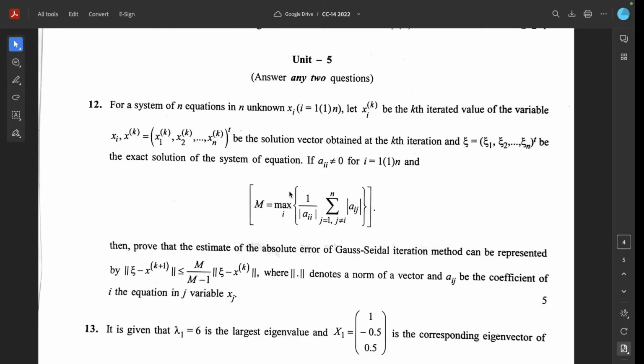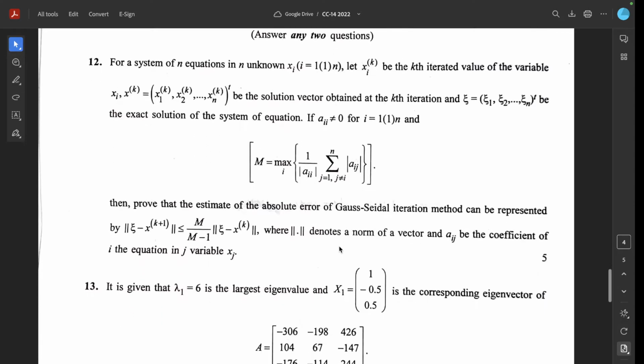M is equal to maximum over i equal to 1 to n of 1 by modulus of aii times summation over j equal to 1 to n, j not equal to i, of modulus of aij, can you prove that the estimate of the absolute error of the Gauss-Seidel iteration method can be represented by this, where norm denotes a norm of a vector and aij is the coefficient of the jth variable xj in the ith equation.